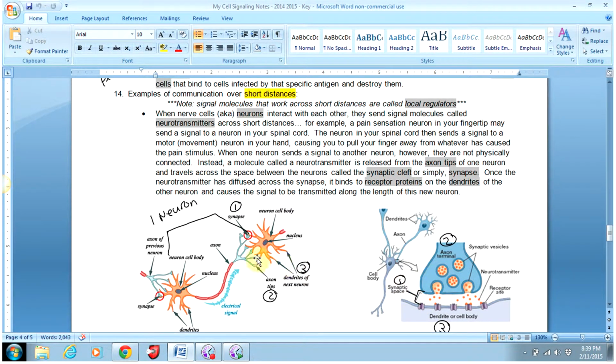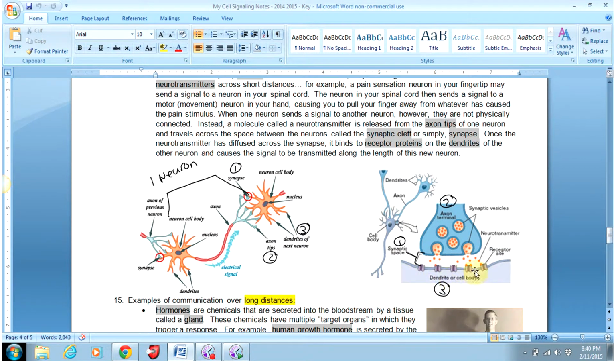So we see the axon terminal from this first neuron releasing the neurotransmitter into the synapse, and this is a signal molecule. It is then going to bind to receptors on the second nerve cell right here. And those receptors are located on the tips of the cell body, shown in orange here, which are called the dendrites. And that's going to signal this nerve cell.